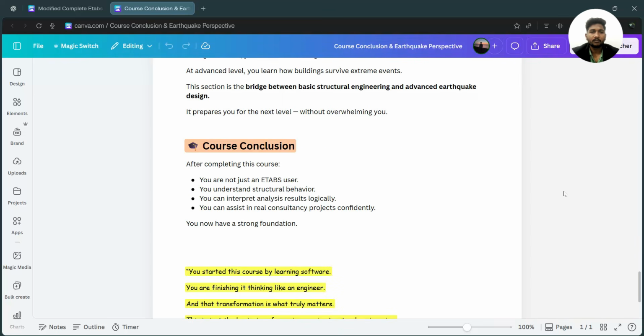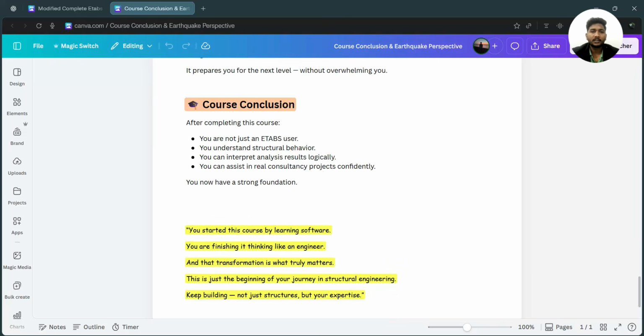Then the course conclusion: after completing this course, you are not just an ETABS user. You understand structural behavior, how it works, how to model, how to analyze, and how to design. You have designed 6 models and seen the results, how when the design results were failing we changed the result, and how we changed the section dimensions when the design was not proper.